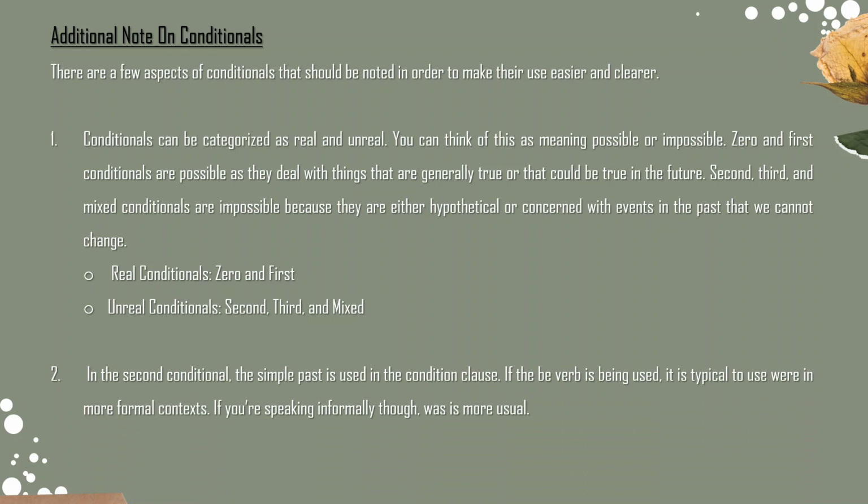So you guys, you must remember it, okay? Next, in the second conditional, the simple past is used in the condition clause. If the be verb is being used, it is typical to use were in more formal contexts. If you are speaking informally, was is more usual. Formal: if I were you, I would drink more water. Informal: if I was you, I wouldn't stay out so late. So guys, remember it, okay?